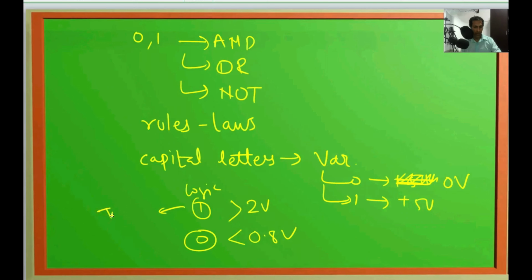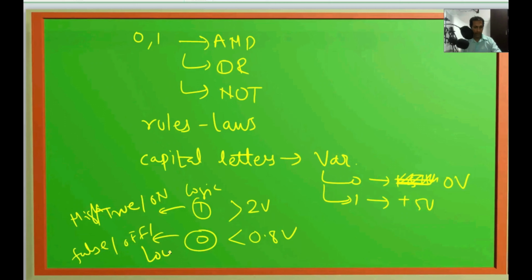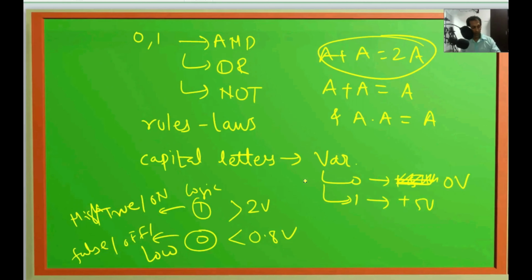One can be considered as true logic, on logic, or high logic. All of them have the same meaning. 0 can be considered as false logic, off logic, or low logic. Now, Boolean algebra differs from ordinary algebra and the binary number system. In Boolean algebra we cannot say A plus A is equal to A in the ordinary sense, because the variable A has only a logical value. It doesn't have any numerical significance. In ordinary algebra, a plus a becomes 2a, and a dot a becomes a square. That doesn't happen in Boolean algebra.